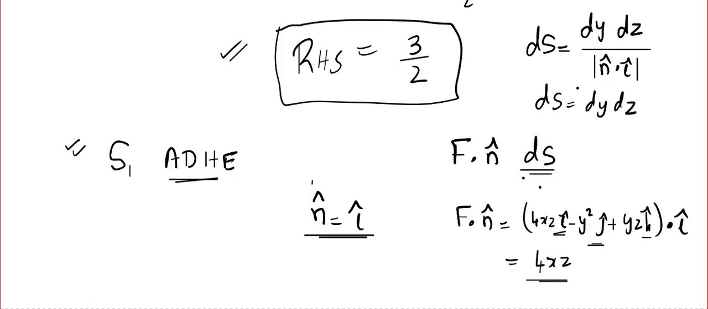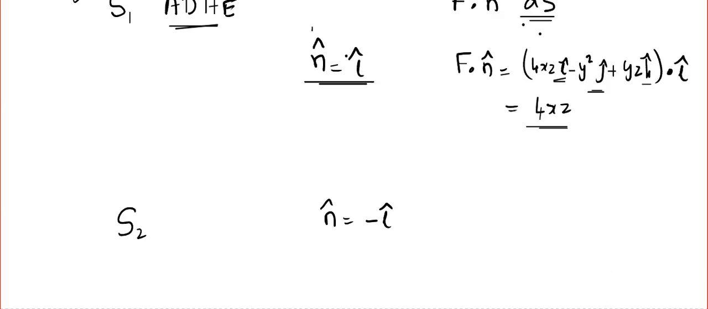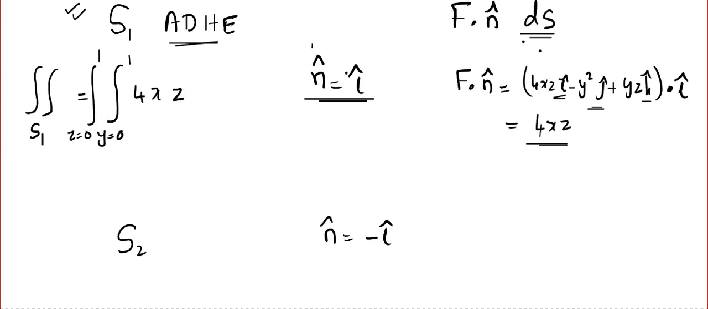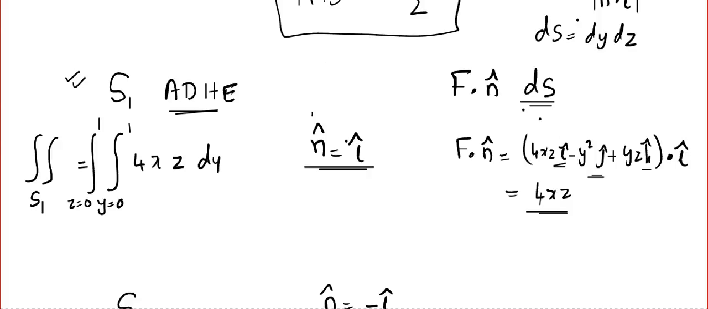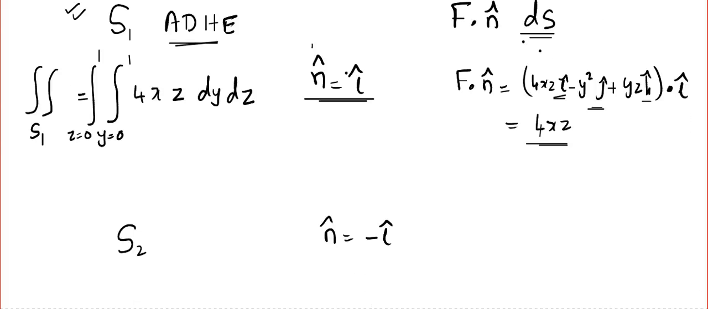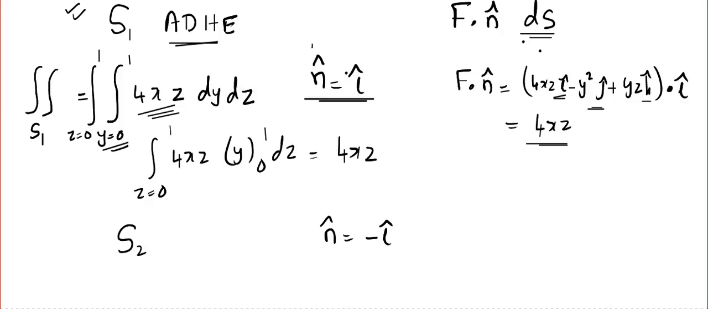Anyway, combining all these things, the double integral on surface 1 becomes z equal to 0 to 1, F dot n is 4xz, and ds is dy dz. And now you can evaluate this integral by yourself. First you do with respect to y. So you're going to get integral z equal to 0 to 1, 4xz from 0 to 1 dz, and that will be 4xz. This will become 1.